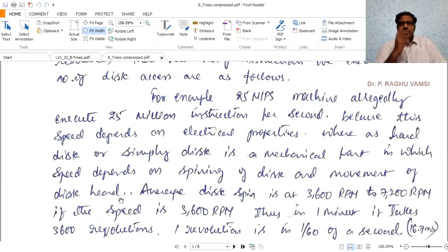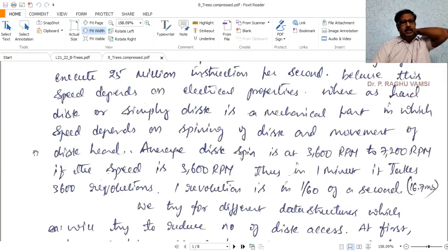Spinning of the disk means there will be disk rotation in the hard disk. Based on how fast the hard disk rotates, you can access the data on it. Usually this disk spin is at 3600 revolutions per minute up to a maximum of 7200 revolutions per minute. Mostly 5400 or 7200 revolutions per minute hard disks are being used nowadays in any computer or laptop.